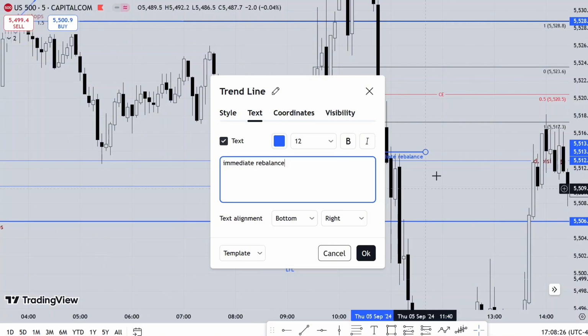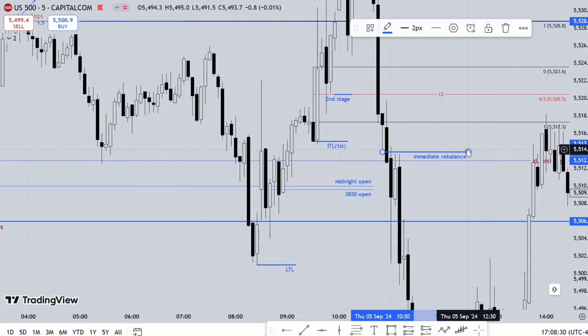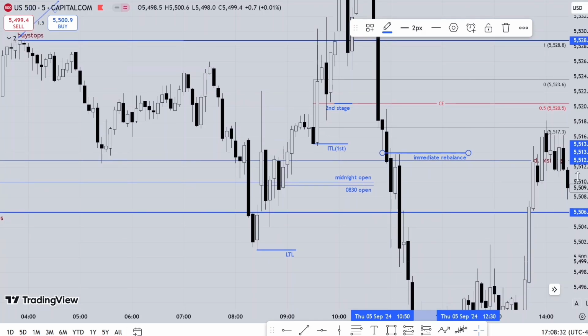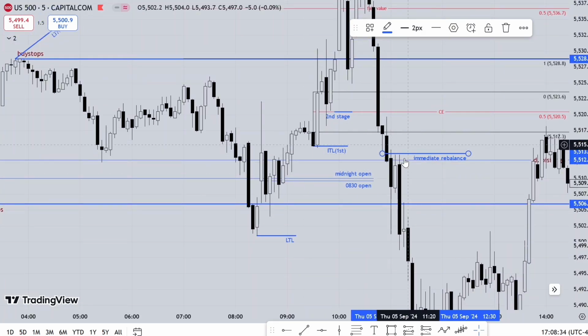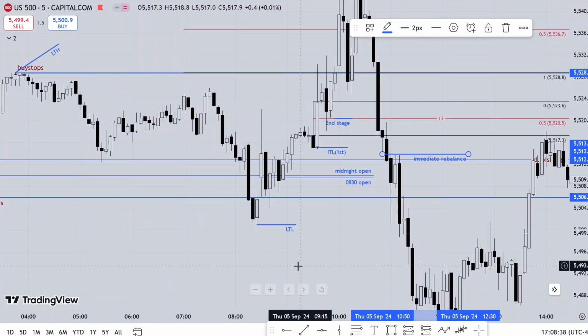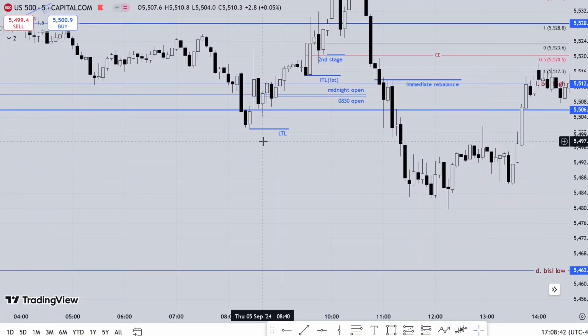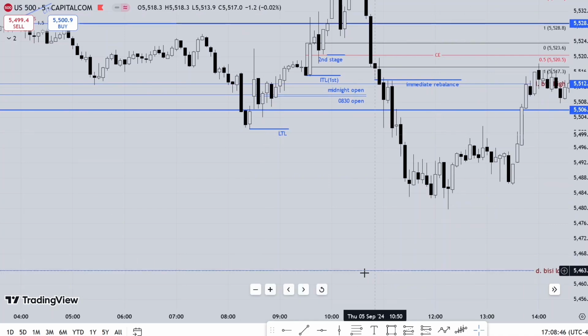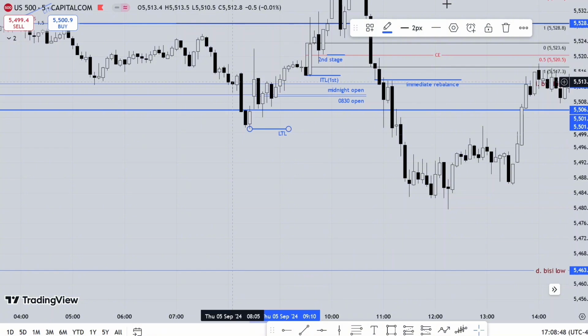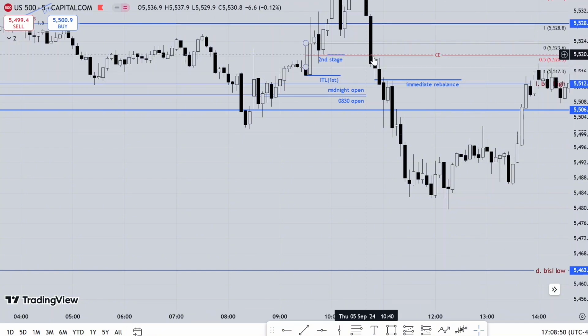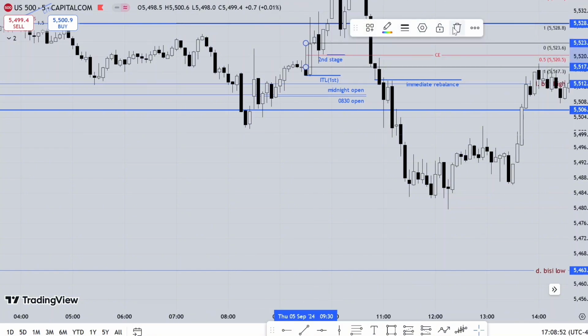So here is the market maker sell model. This immediate rebalance is the second stage distribution, targeting this low and also going lower. The long-term jaw should be around here if we are going lower for the week.